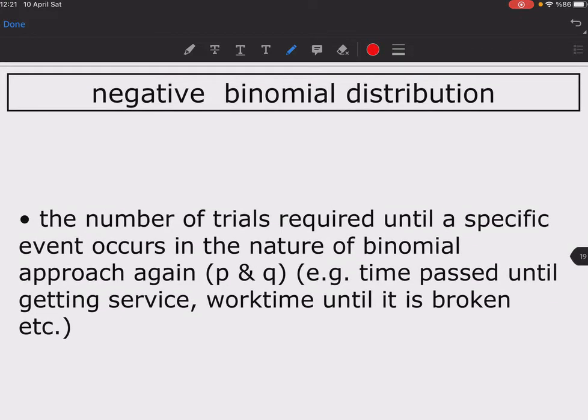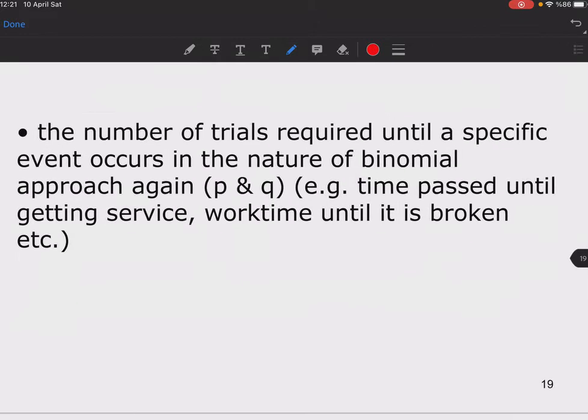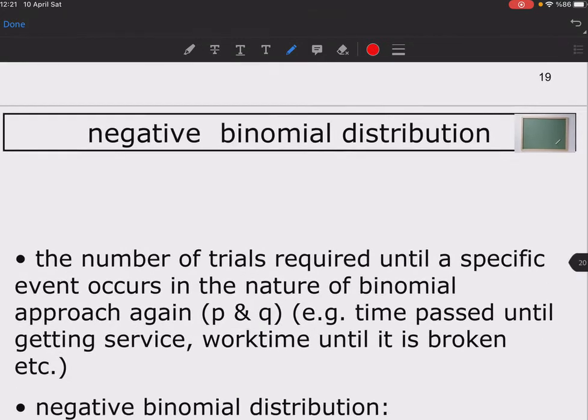natural phenomena. And now let's continue with the negative binomial distribution, where the number of trials required until a specific event occurs, in the nature of binomial approach again. We will be dealing with the P and Q probabilities here. For example, time passes until getting a service in a queue, or the work time of a device until it is broken, etc. So this is what we're dealing with in this sense.